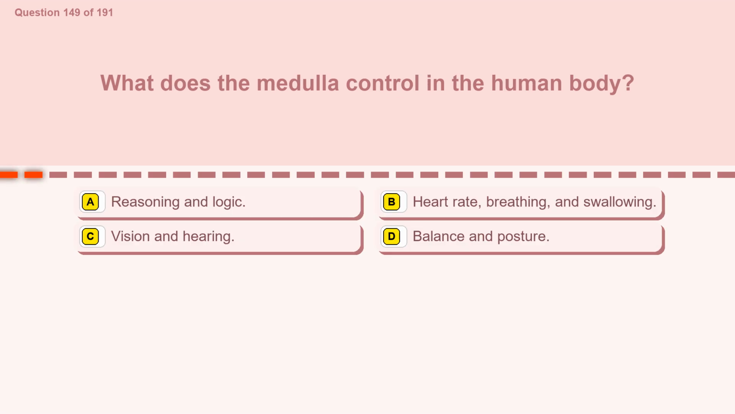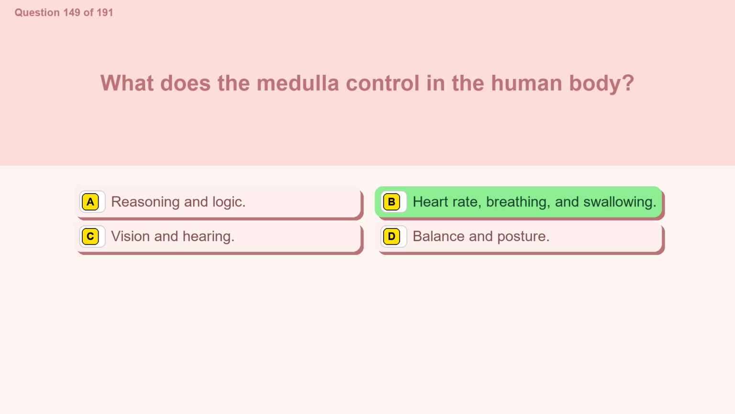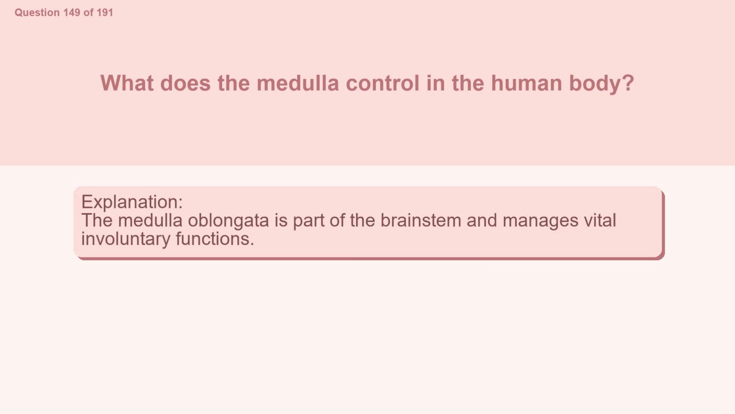Question 149. What does the medulla control in the human body? Option A, reasoning and logic. Option B, heart rate, breathing, and swallowing. Option C, vision and hearing. Option D, balance and posture. The correct answer is option B, heart rate, breathing, and swallowing. The medulla oblongata is part of the brainstem and manages vital involuntary functions.